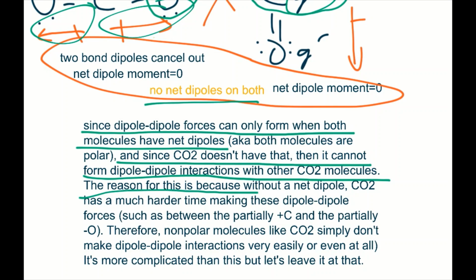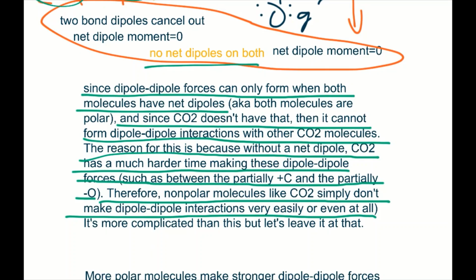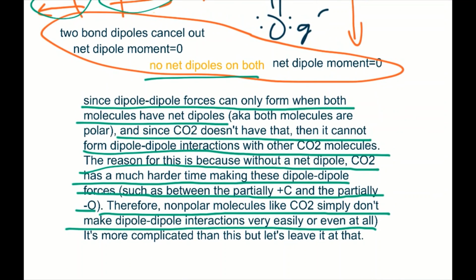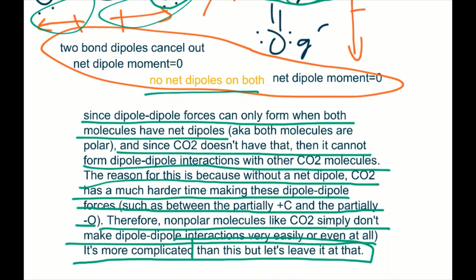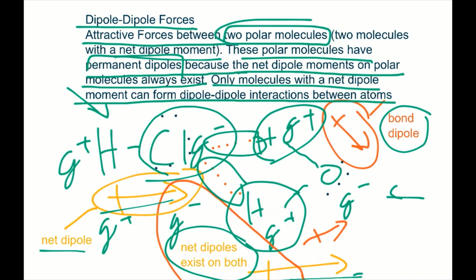The reason for this is because without a net dipole, CO2 has a much harder time making these dipole-dipole forces, such as between the partially positive C and the partially negative O. Therefore, nonpolar molecules like CO2 simply don't make dipole-dipole interactions very easily, or even at all. And I know this is a very simple explanation, and it's much more complicated, but even I don't understand how it works, and let's just leave it at that. Let's just leave it at the fact that nonpolar molecules cannot form dipole-dipole forces, and that dipole-dipole forces can only form between two polar molecules.